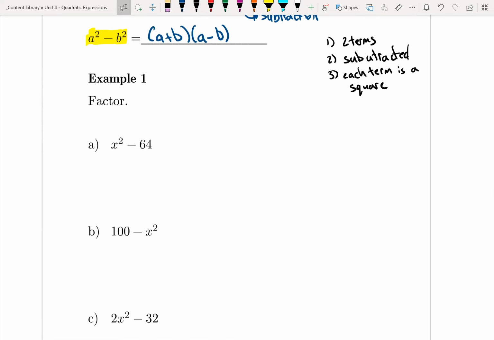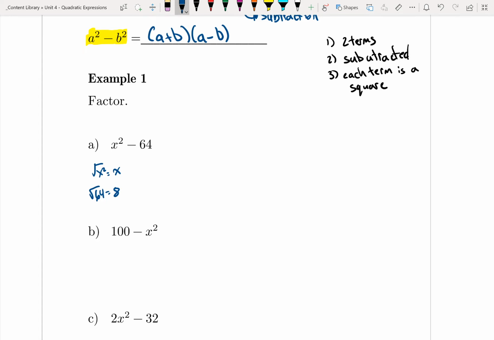So we want to factor all of these, and in the first one we have x squared minus 64. First we have to figure out, does it have two terms? Yes, it has two terms, the x squared and the 64. Second, are they subtracted? Yes. And third, is each term a square? If I take the square root of x squared, I get x, so x squared is a square. And if I take the square root of 64, I get 8, so 64 is a square.